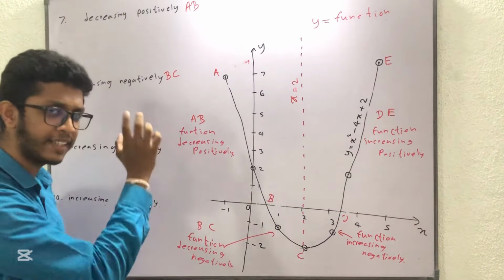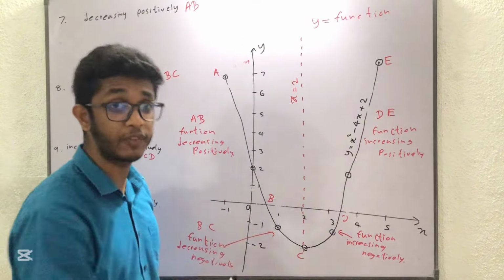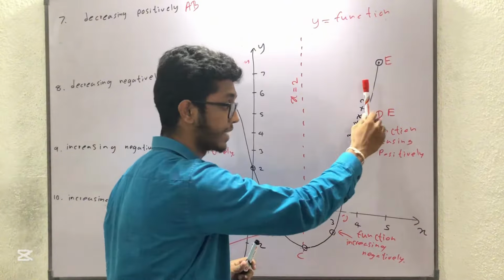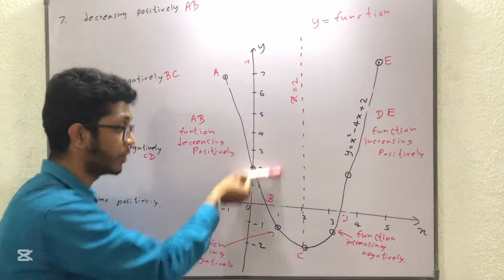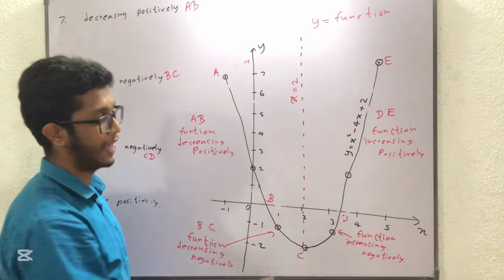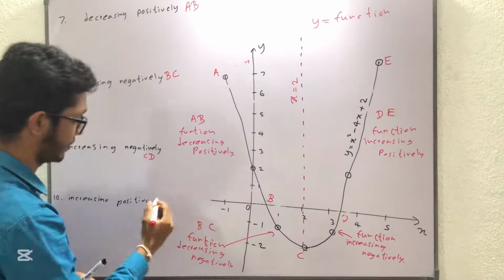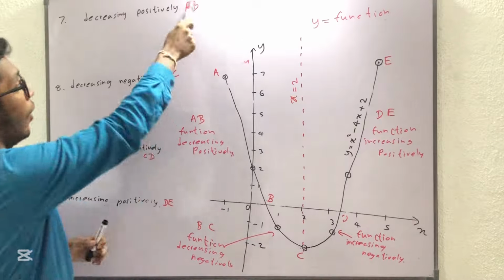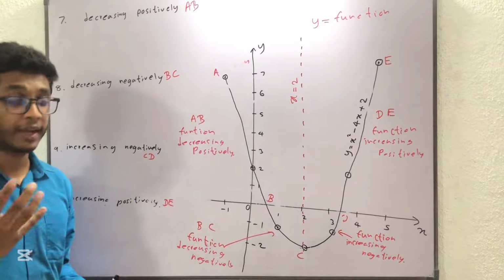Then function increasing positively. Function has to increase. Y value should increase, and all of them should be positive. That means the DE part of the graph. Right. So I labeled all these graph parts that I need to consider.